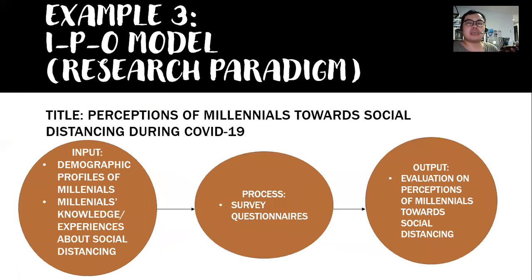Okay, so our third example is the IPO model, namely the input-process-output model. This paradigm acts as the flowchart of the study. It is the visual representation of the steps in the data gathering procedure, or the story of your research. So the title is The Perceptions of Millennials Towards Social Distancing During COVID-19. In the input, we need to know the profiles of the millennials.